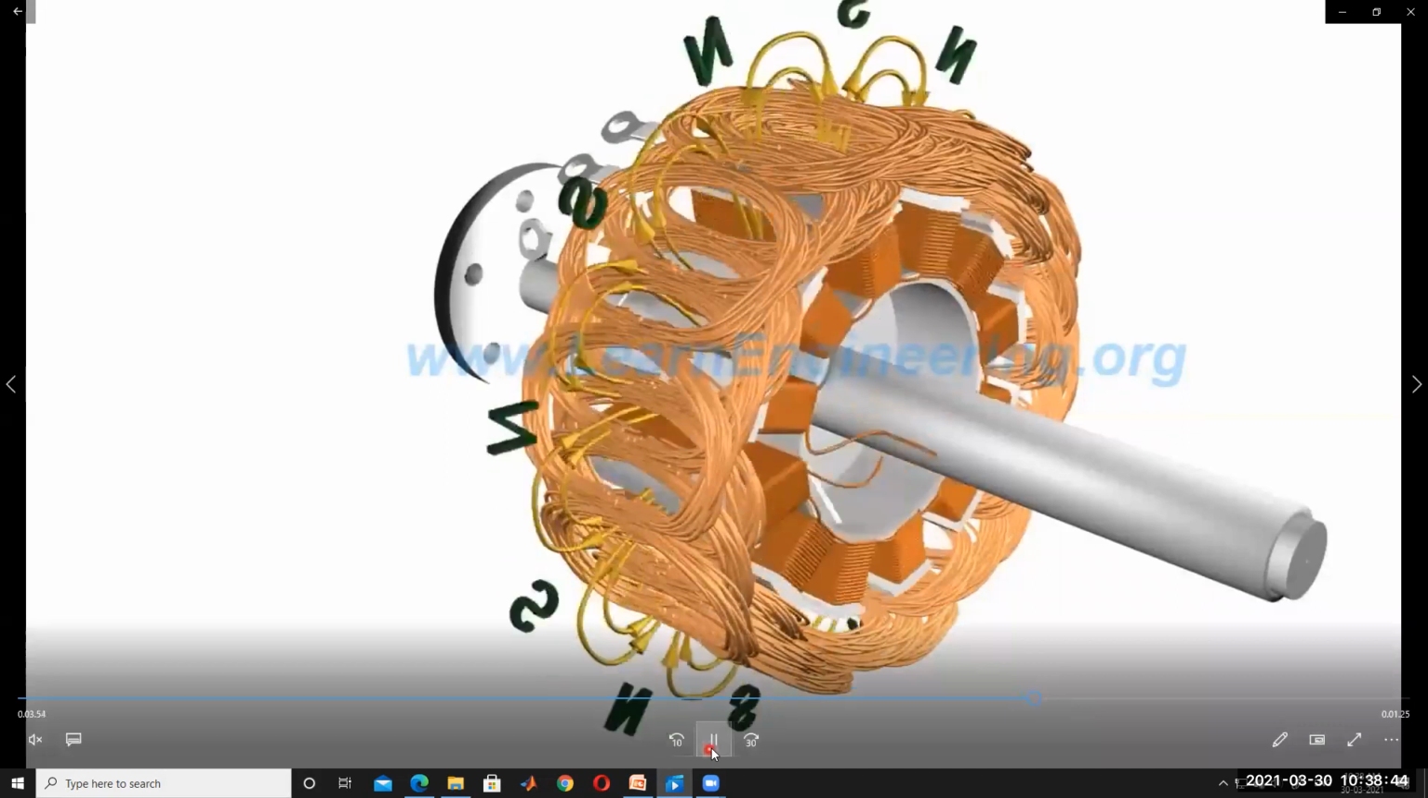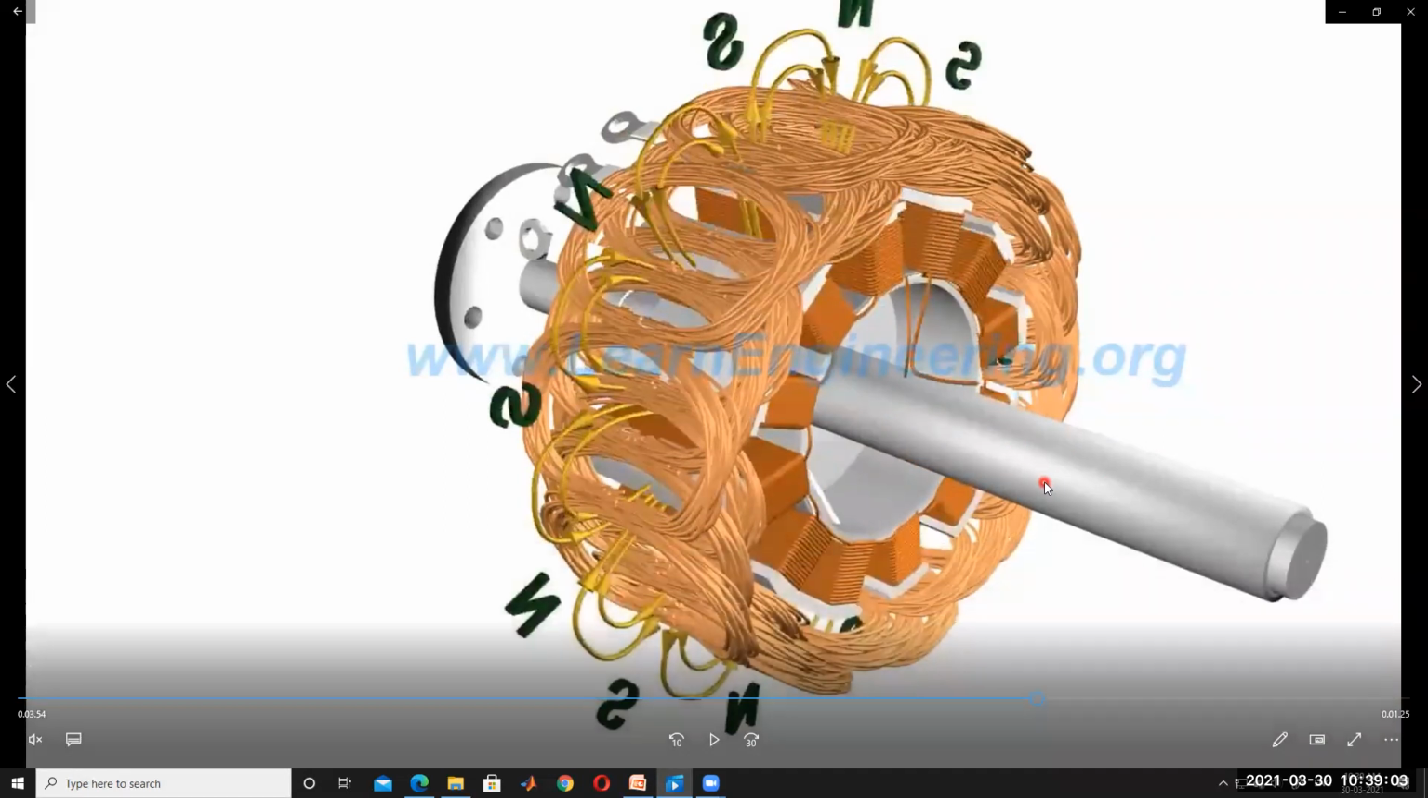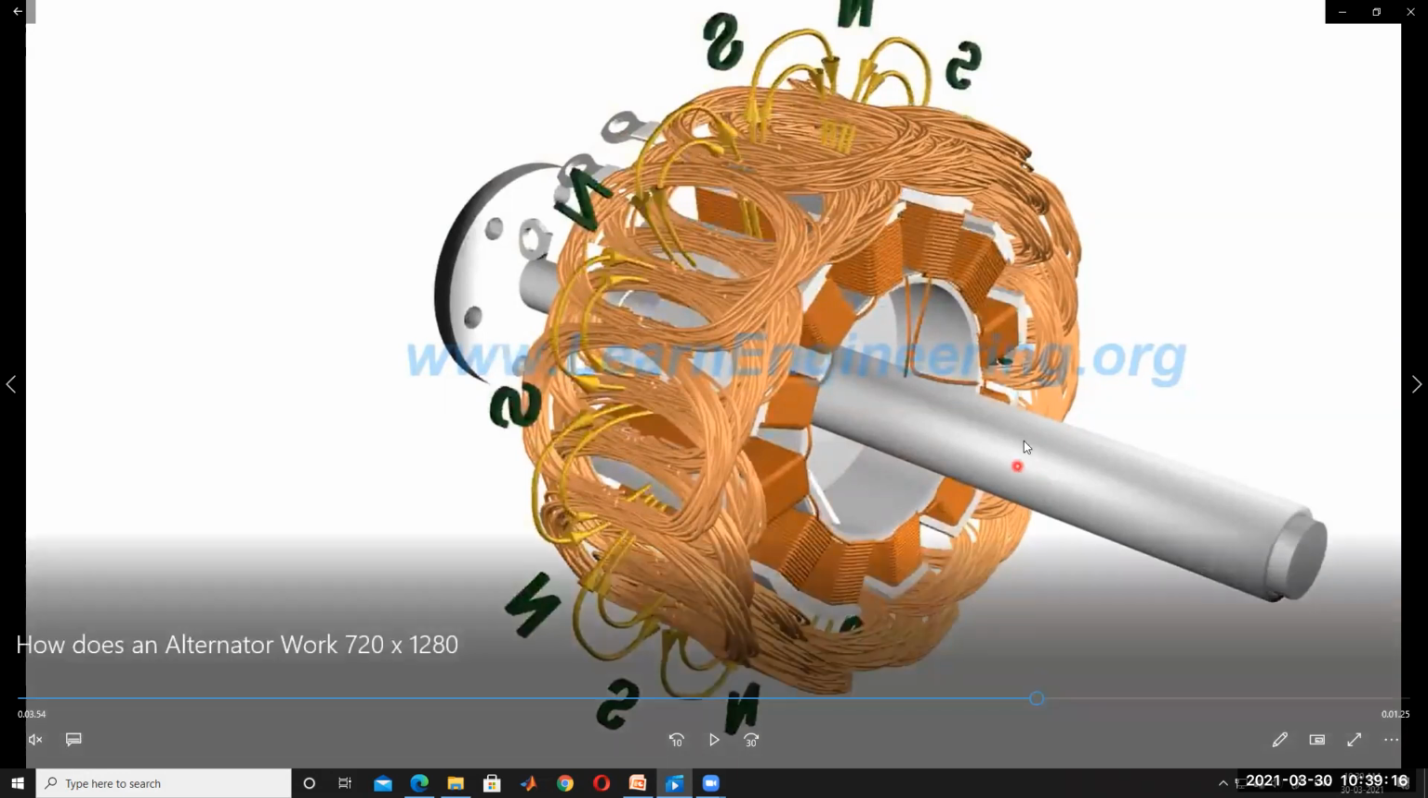This is called the rotor. The rotor is rotated by a turbine. That may be a hydropower plant, thermal power plant, or nuclear power plant. These types of alternators are used there. Non-salient pole type rotor construction is used in thermal power plants and nuclear power plants, because the speed of the turbine is very high. In that case, non-salient pole rotors are used.